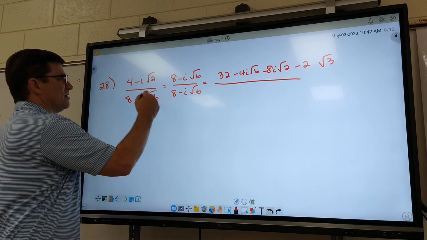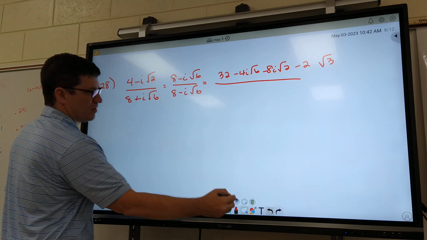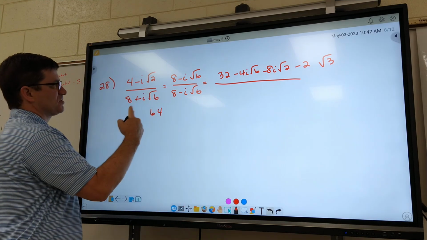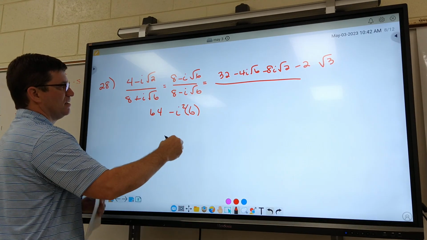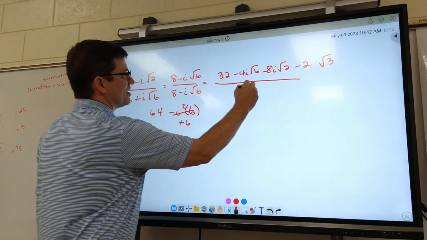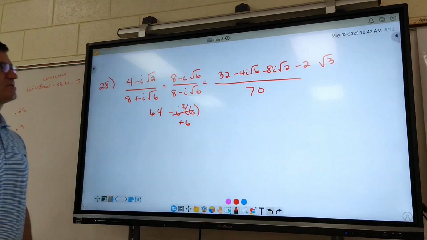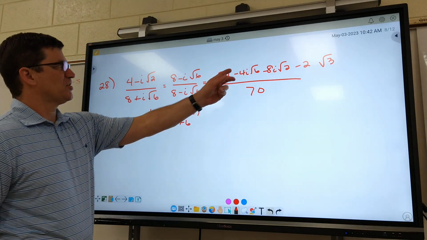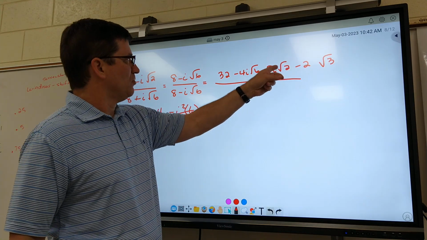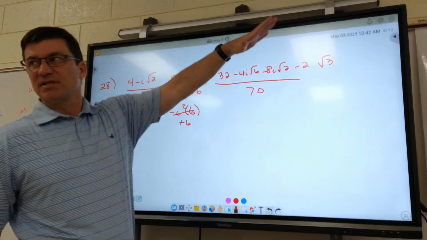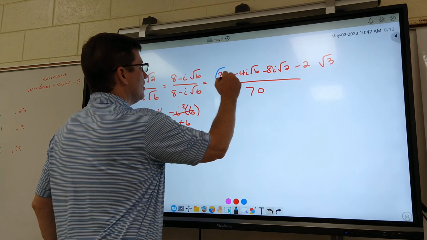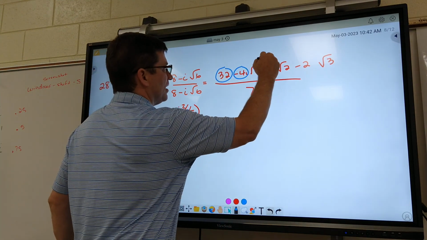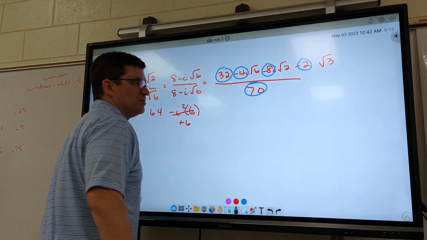All right, the bottom we got 8 times 8 is 64. Middle cancels out. I got a negative i squared and a 6. Oh, that's going to be plus 6, so I got 70. All right, so you're done. We don't have any like terms up top, do we? I got a root 3, a root 2, and a root 6. So I just leave it like that. But this is an example where, since you have a fraction, can I divide all of these by 2 and simplify?